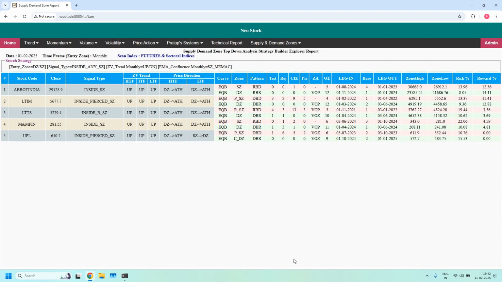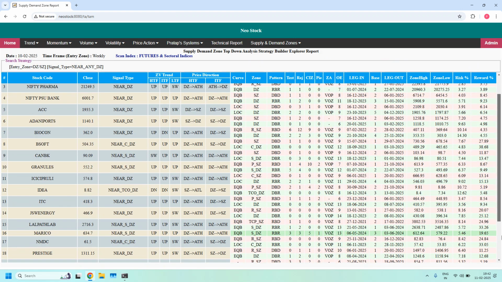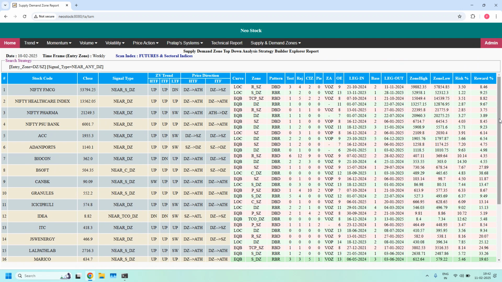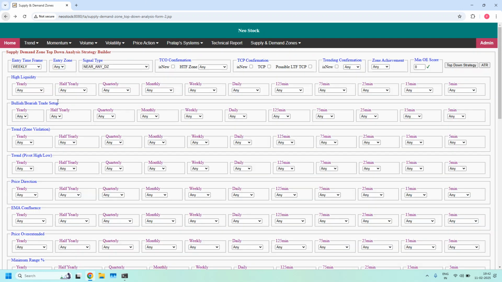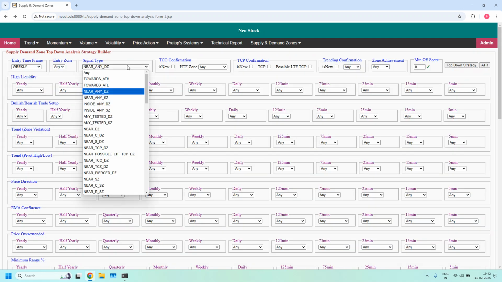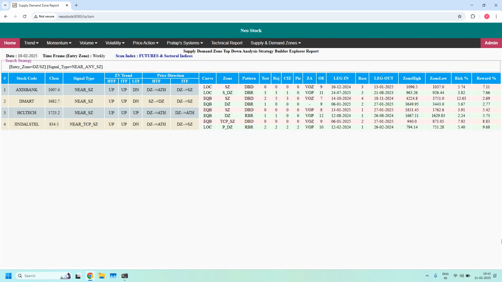Next time frame is weekly. Weekly time frame, stocks near weekly demand zone. We got 23 stocks. So first 15 stocks in the list. Scrolling the list down. Okay, next, weekly time frame, stocks near weekly supply zone. We got 4 stocks.